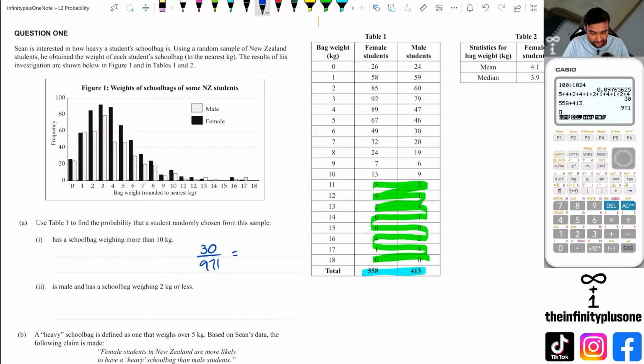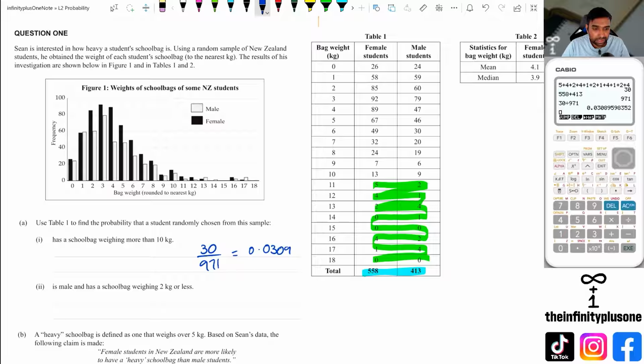So we could leave this as a fraction, or we could just leave it as a decimal as well. So 0.0309. Now in some cases you might have to answer it as a percentage, so just be aware of it. In this case it's asking just for the probability.